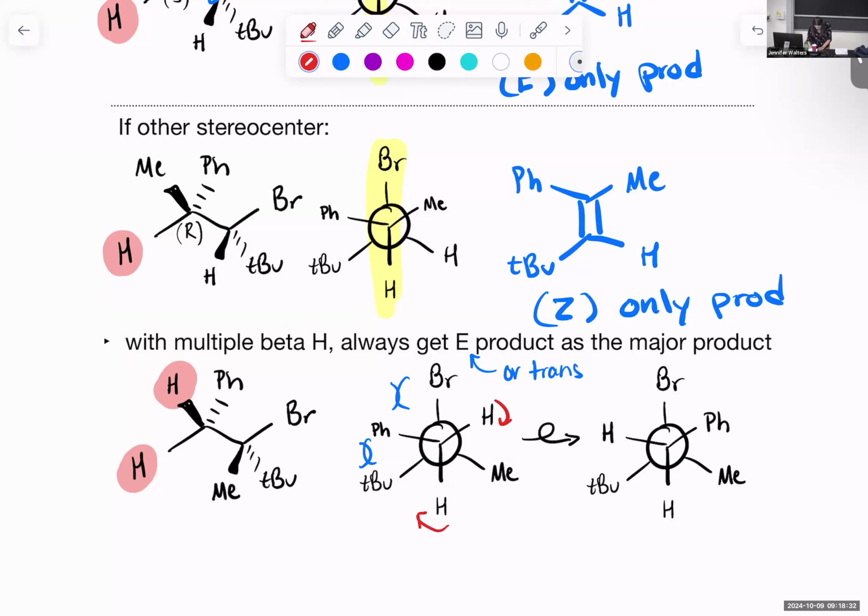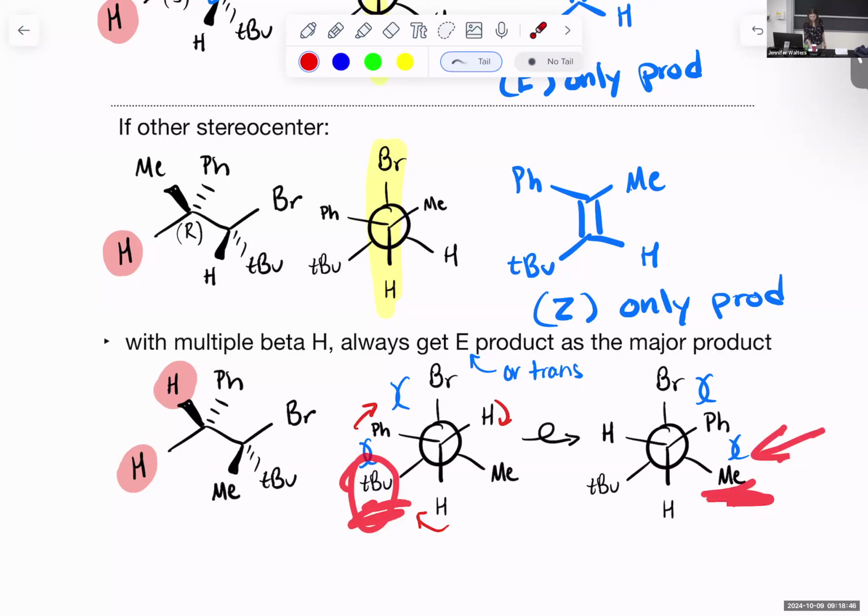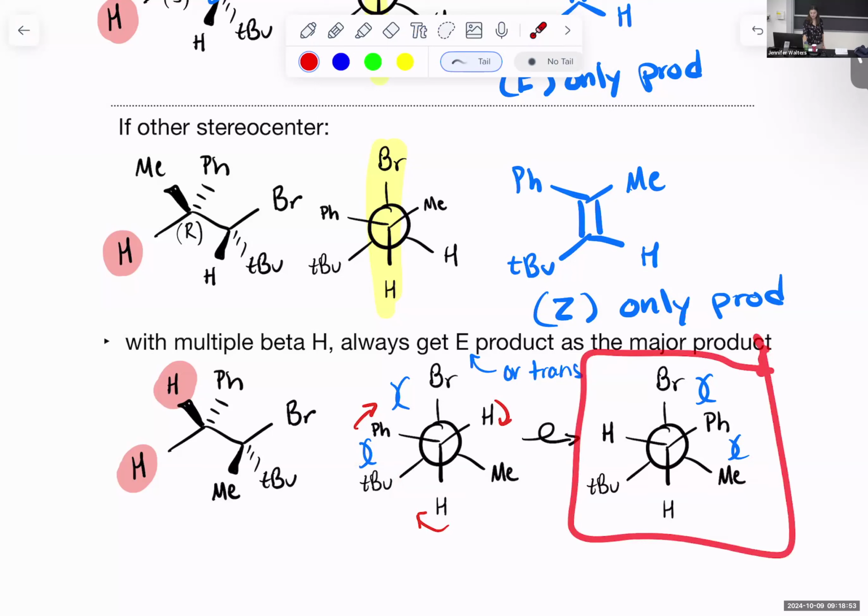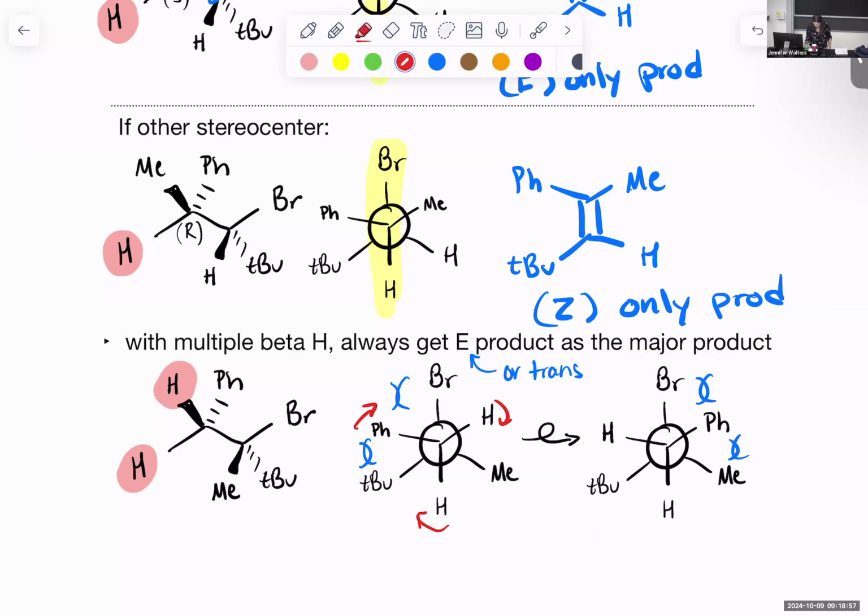the other hydrogen antiperiplanar. And now I still have two, but I have a smaller Gaussian interaction, because that's tert-butyl, that's bigger than the methyl. So this Gaussian interaction is going to be smaller than that one. So I pick the Newman projection that is going to be most stable. That's what then leads to my most stable alkene, which is going to be E or trans.